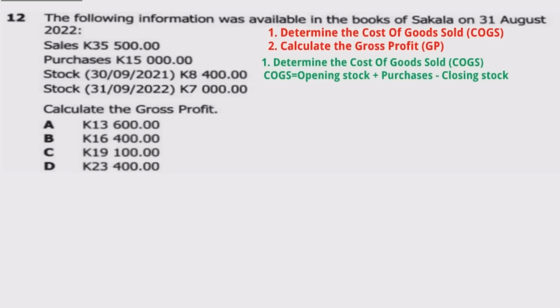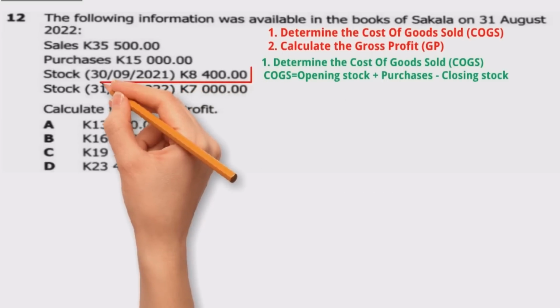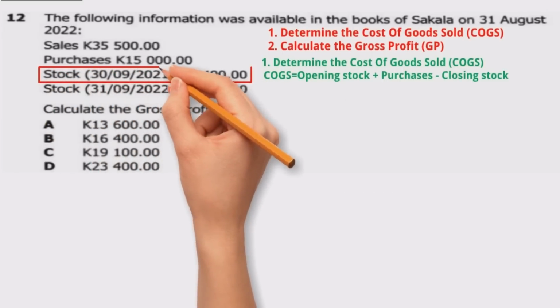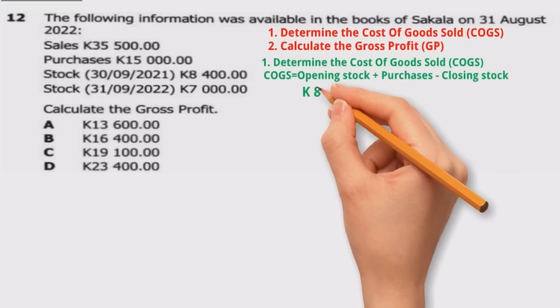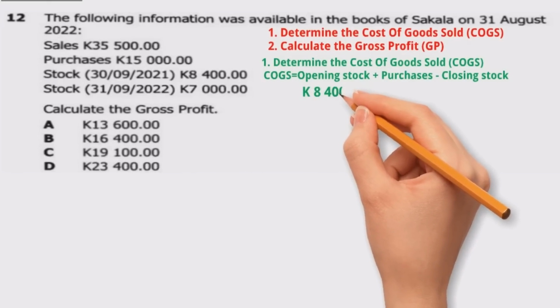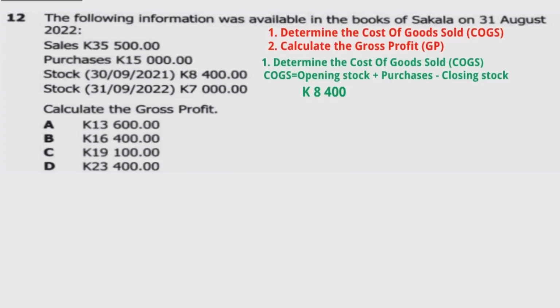COGS, that is cost of goods sold, is equal to opening stock plus purchases minus closing stock. So what is the opening stock in Sakala's book? The opening stock in Sakala's book is 8,400. I'm sure you can see the opening stock, the one I've put in the box there.